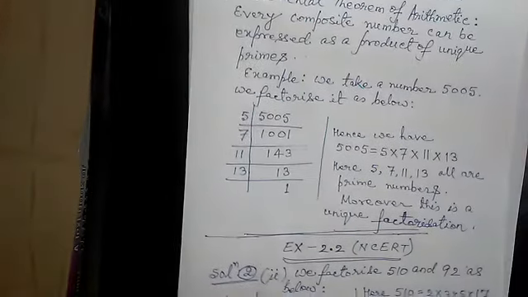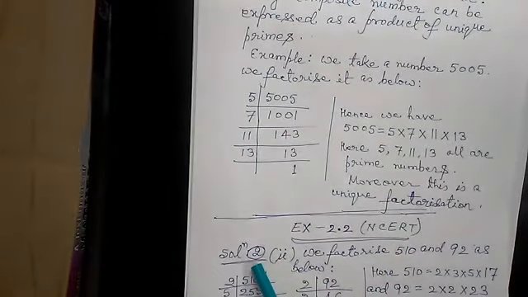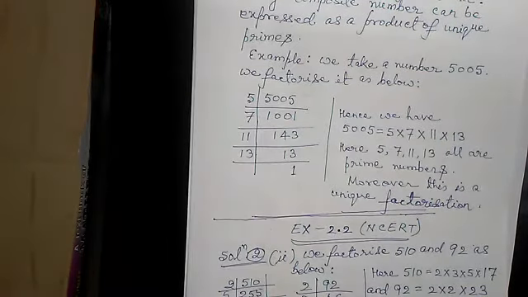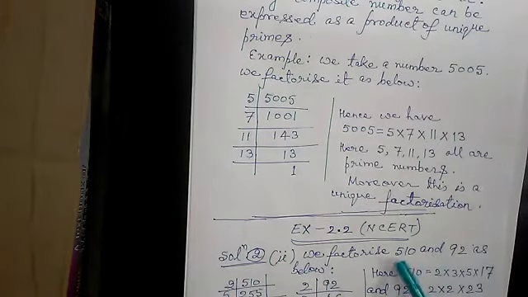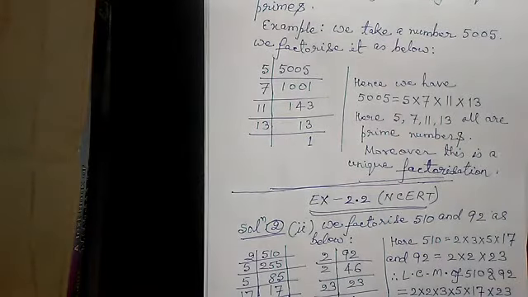Now coming to NCERT exercise 2.2. Now open your book, open exercise 2.2, and we will do one important sum, sum number 2. There are three sums, but I have solved here the second sum of question number 2. Two numbers are given, 510 and 92. Obviously, first of all we will factorize them.